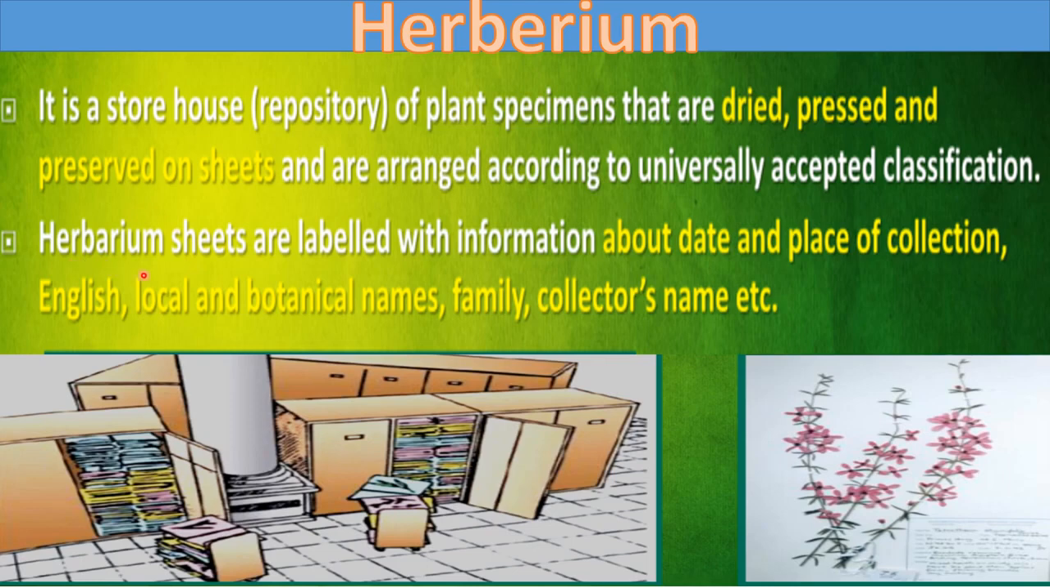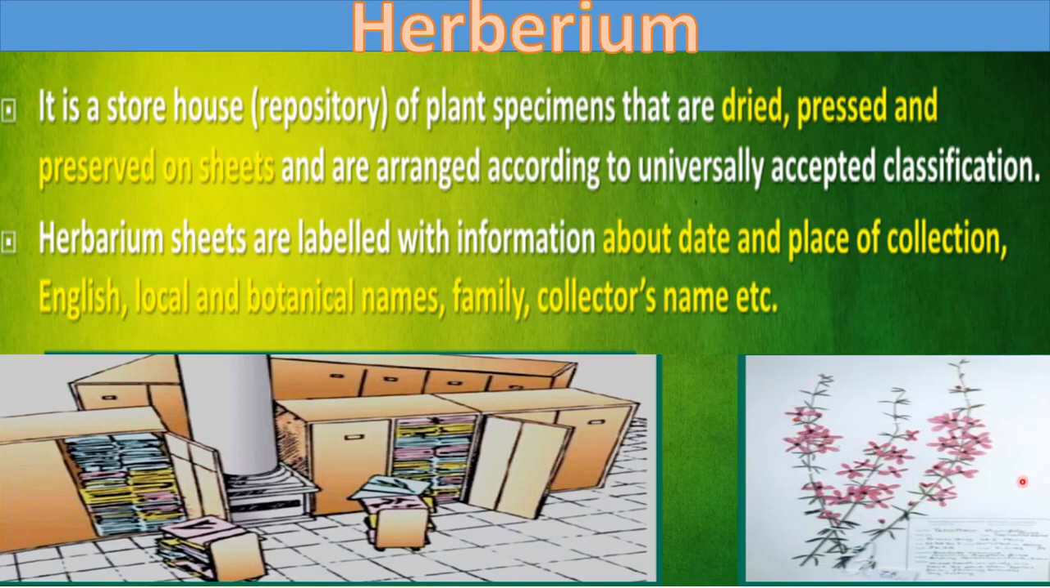Second thing about the herbarium: herbarium sheets means the sheets on which the plant specimens are kept. These herbarium sheets are labeled with information about the date and place of collection. So what is written on the herbarium sheets? Date and place of collection, then English, local and botanical name, then family of the plant and collector's name. All this information is written on the herbarium sheet.